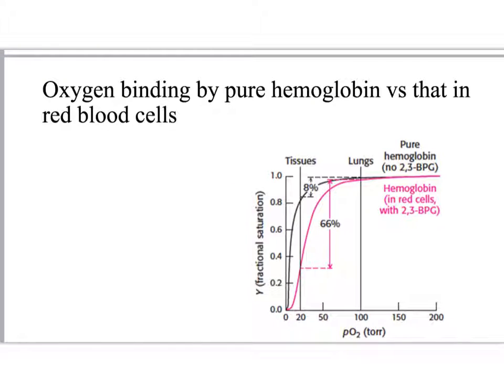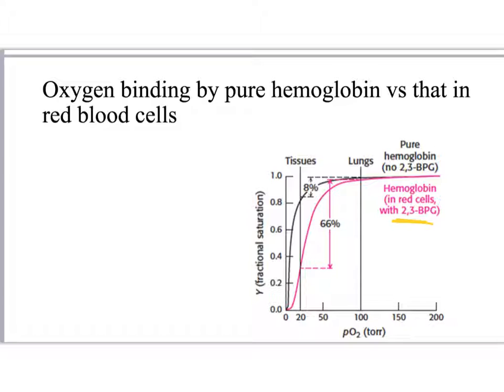Now we do need some sort of regulation of the R and T state so that the proper levels of oxygen can bind and release to the hemoglobin. So we actually have a mechanism in place, and the mechanism comes in the form of this 2,3-bisphosphoglycerate, or 2,3-BPG.